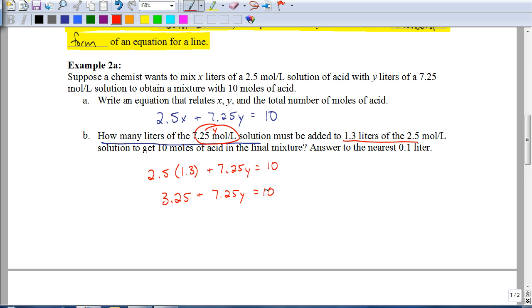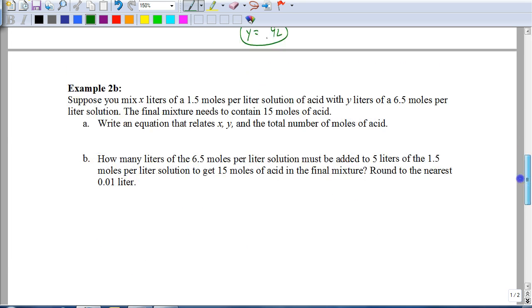If I simplify this, 2.5 times 1.3 gives me 3.25. If I subtract 3.25 from both sides, I'm going to get 6.75. And now if I divide both sides by 7.25, I get Y equals 0.9 liters. And that would be your answer.